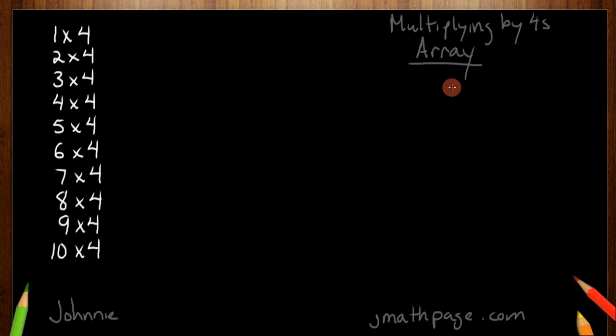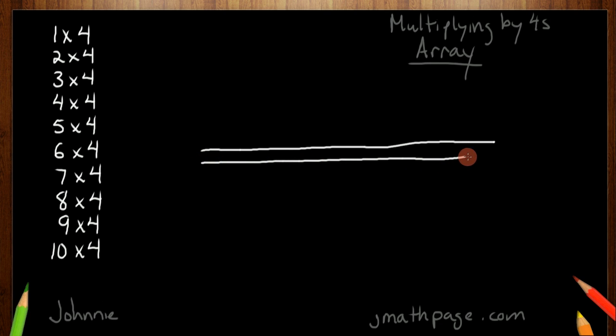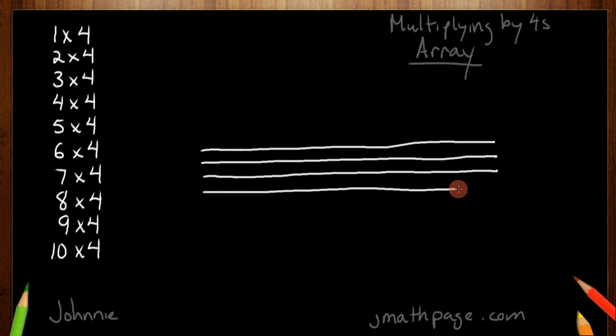So first we need to set up an array. An array usually has rows and columns, and the numbers of rows and columns depends on what kinds of problems you're working on. Well, today, since we're working on 4's, I'm going to start by making 4 rows. 1, 2, 3, and 4. So I have 4 rows.